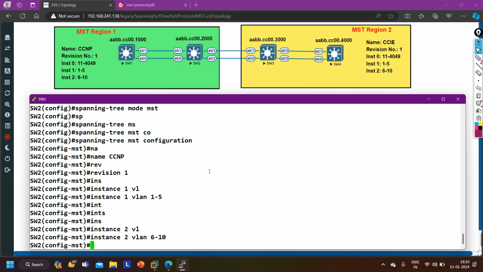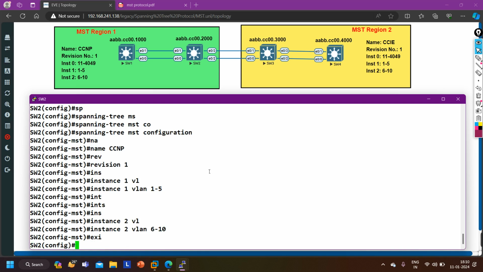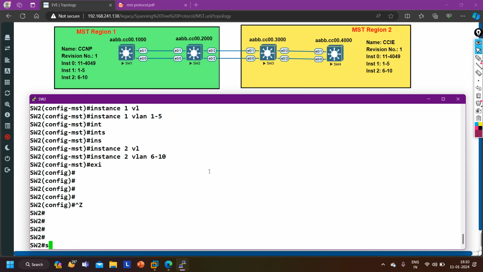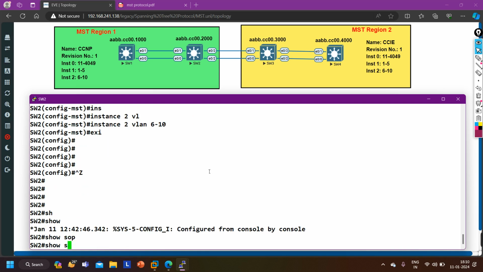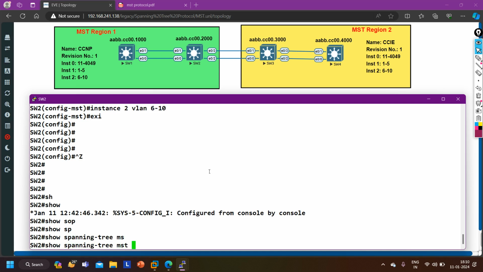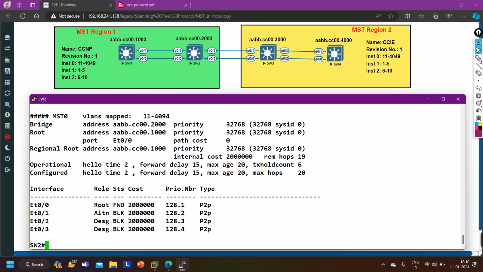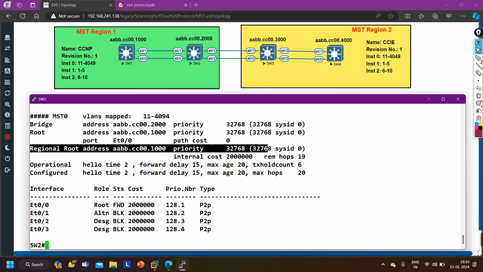VLAN 6 to 10. Fine. Now, spanning tree MST 0. You can see for instance 0, the regional root bridge switch is switch number 1. This is the MAC address of switch 1. You can see, right? The regional root bridge is switch number 1.